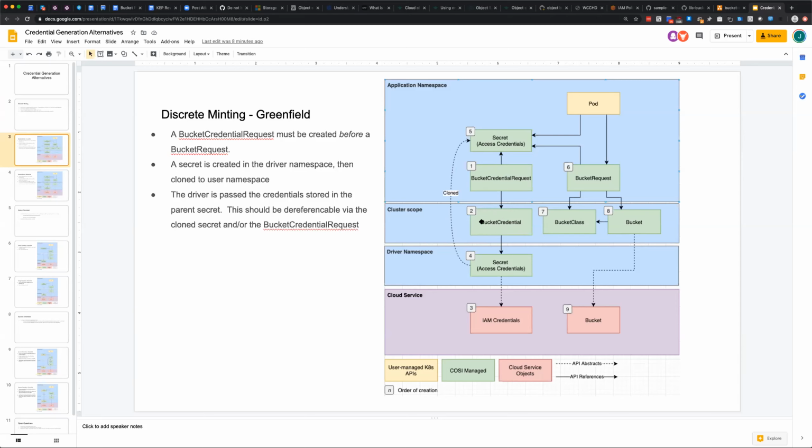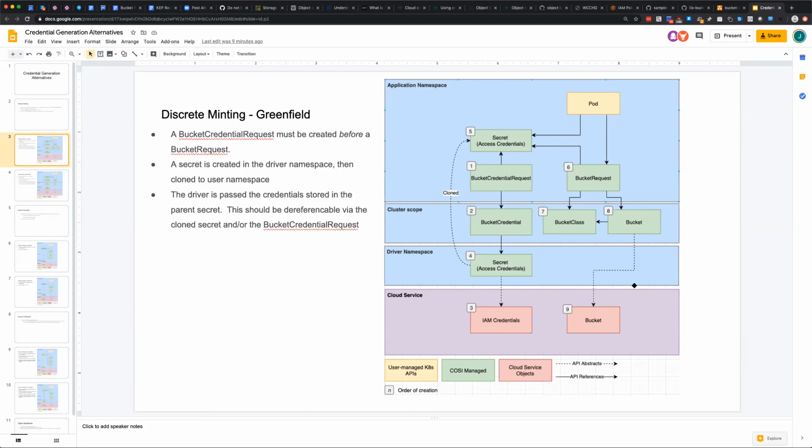Once it detects a new bucket credential, it creates a new set of IAM credentials, writes those into its own namespace, updates the bucket credential. Central controller would clone that back into the user namespace. Now the user's ready to provision a bucket or buckets. They create their bucket request with reference to the secret. A bucket is created in the cluster scope.